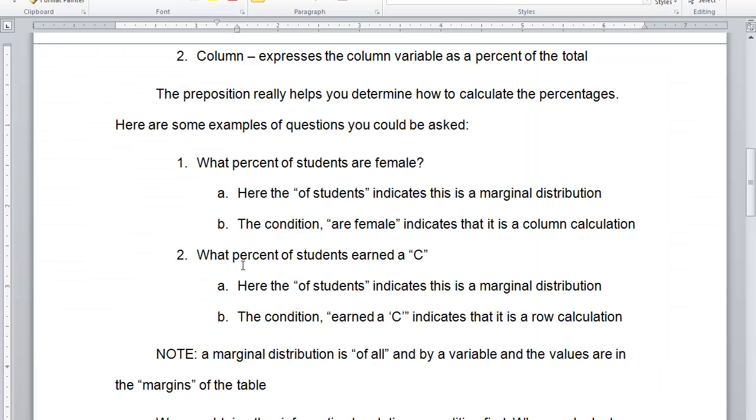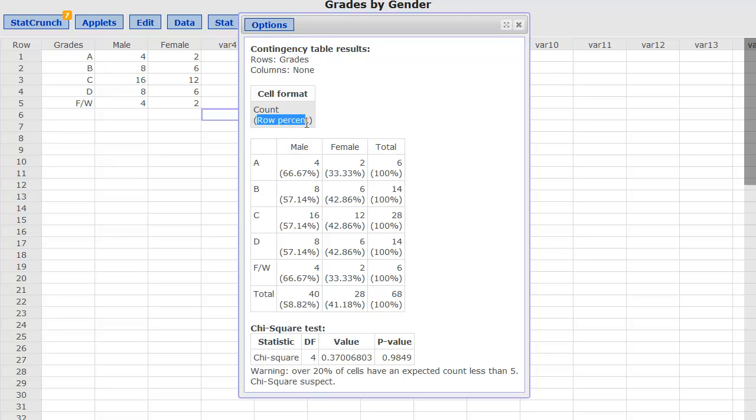The answer to that question is 41.18%, okay? And then what percent of students earned a C? So here, the "of the students" indicates that this is a marginal distribution because it's the condition earned a C. And the C is a row. It's an entire row. And so this is going to be a row calculation. Okay? And so now I look, we've got a row here, but C is 100%. Well, that doesn't make any sense, right?